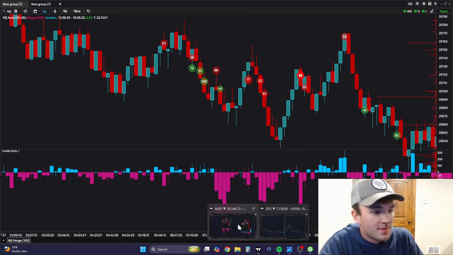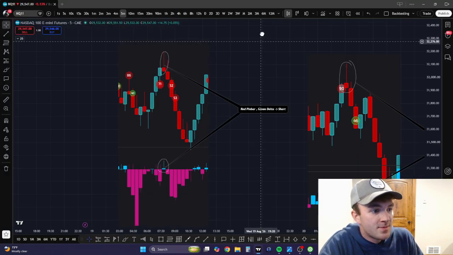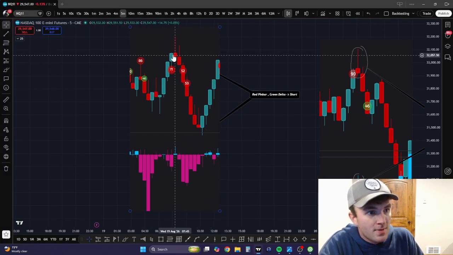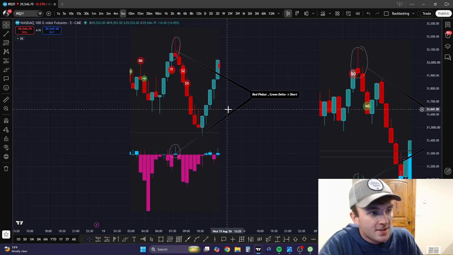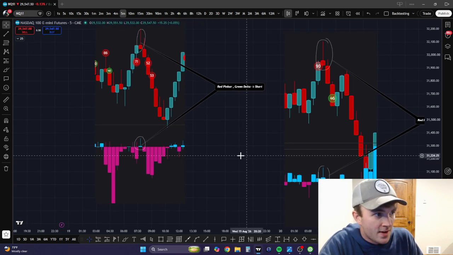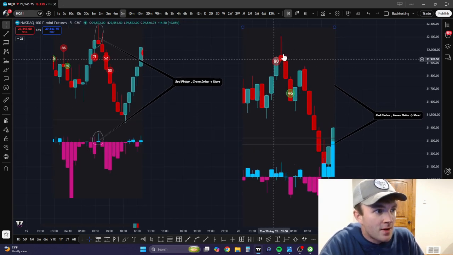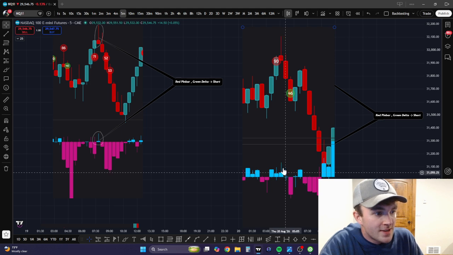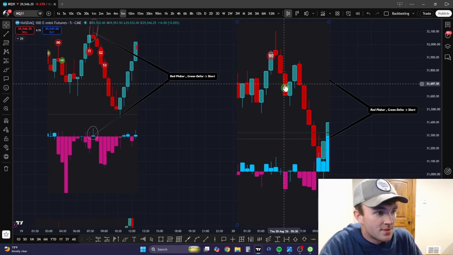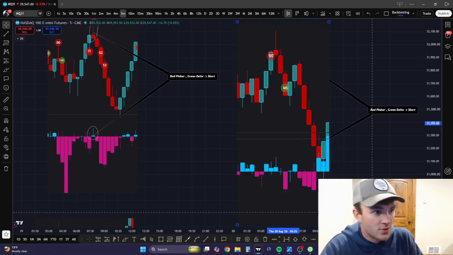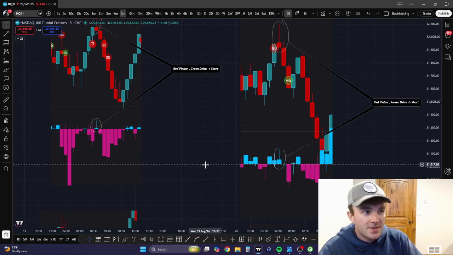That means it's a short, and you can see, boom. That's basically absorption. Red pin bar here, green delta leads to short. Red pin bar on the range chart of 100, green delta, what happens? Leads to a giant short. And then the opposite is true with longs.